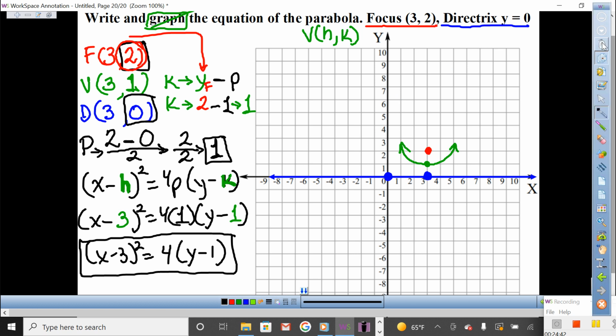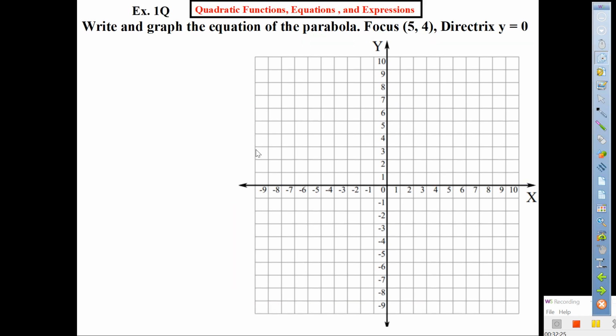All right, copy this next one, please. Example 1, super cube. You don't have to copy the entire instructions, just copy focus (4, 5) and directrix y equals 1. You can turn your paper over. In the back you have about 4 graphs. Use one of them.